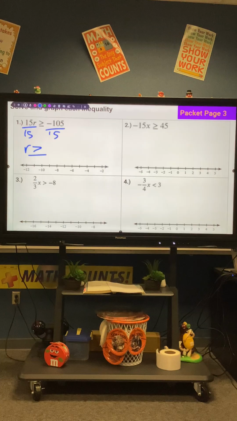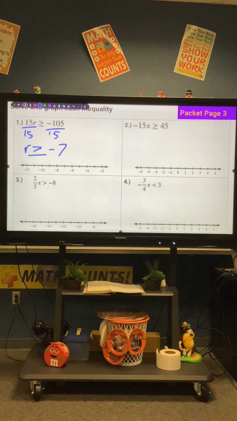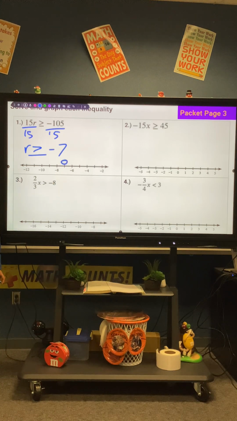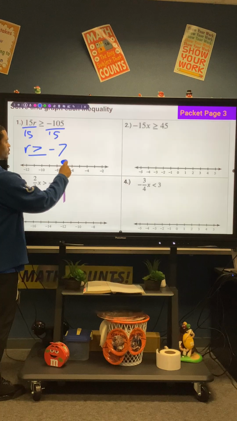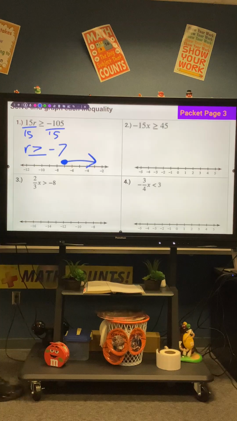You said negative 7. 105 divided by 15. Good. So now, how do I graph that, Jennifer? Open or closed? And then which way is my arrow going, to my right or my left? Perfect.